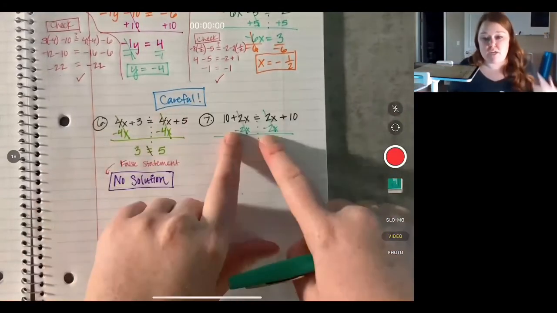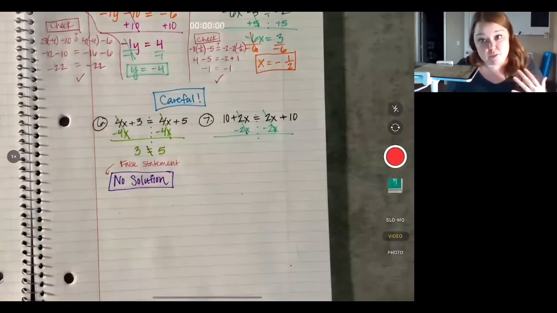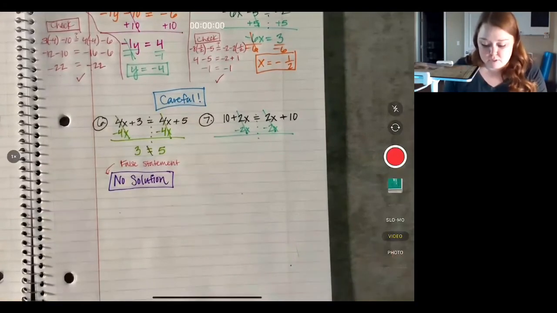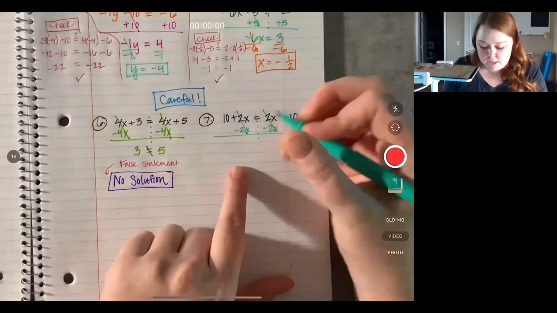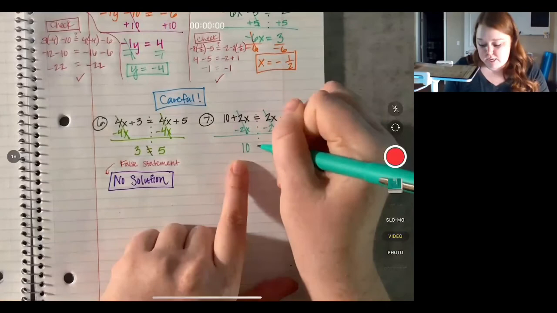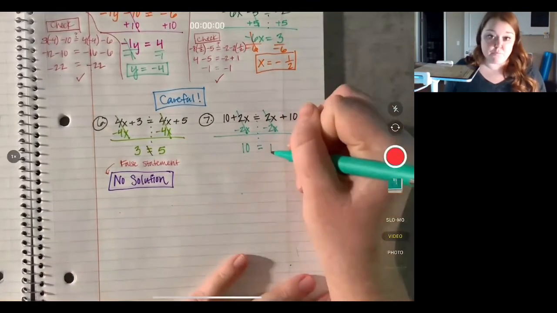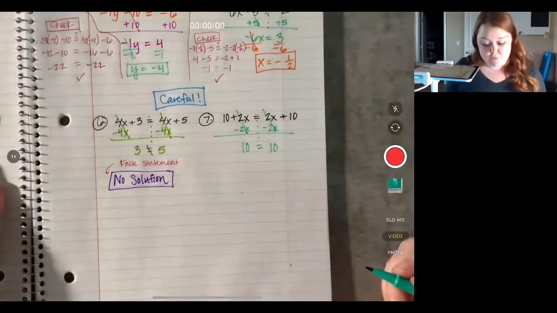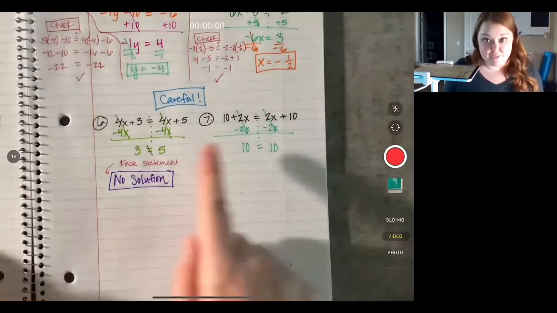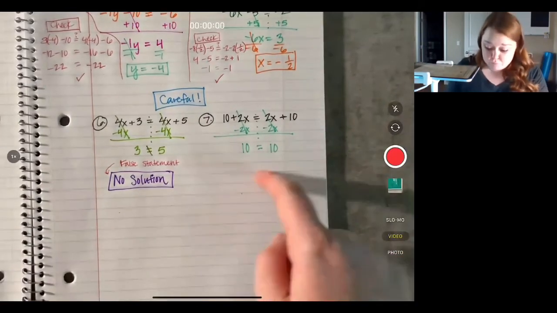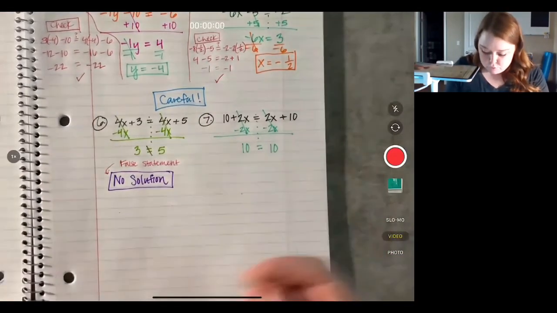Now, sometimes it results in a true statement, sometimes a false statement. So let's see what we're left with. I'm left with a 10 on the left, and I'm left with a 10 on the right. So does 10 equal 10? Is that a true statement? 10 equals 10? That's true. So I want you to write true statement.